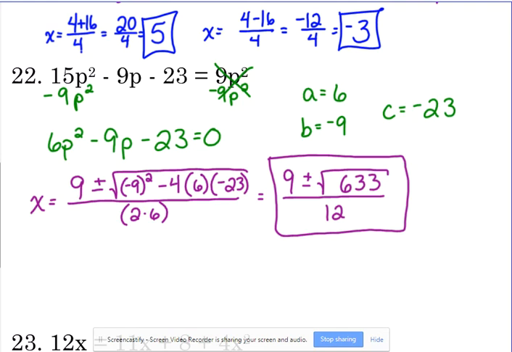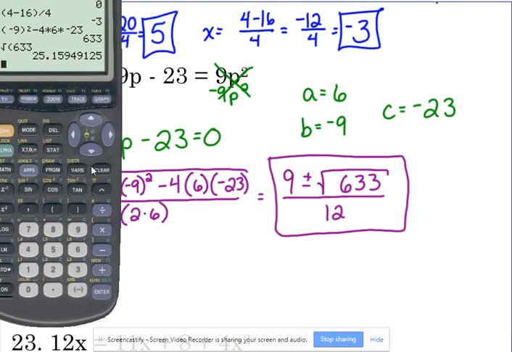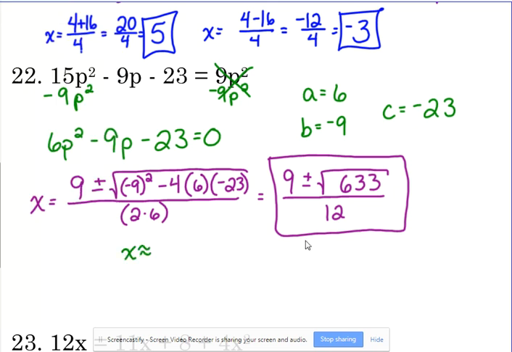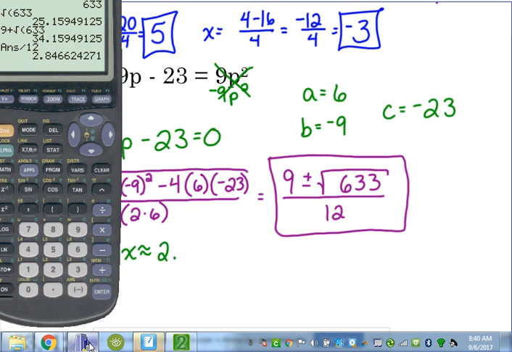I'm not going to go through that part right now, because I just want you to get the quadratic formula down pat. So how do you know whether your answer is the same or not? Well, you're going to get the decimal approximation. So you're going to do 9 plus the square root of 633, press enter, and divide it by 12. And you're going to write it down. You're going to say x is approximately 2.847. And then you're going to do 9 minus the square root of 633 and divide it by 12. And that's your other one. Negative 1.347.